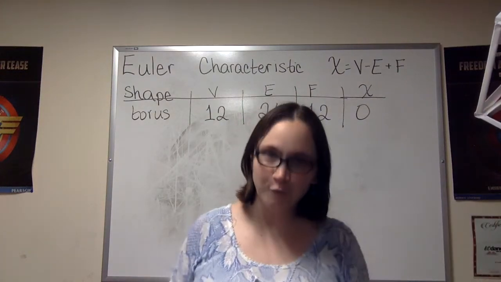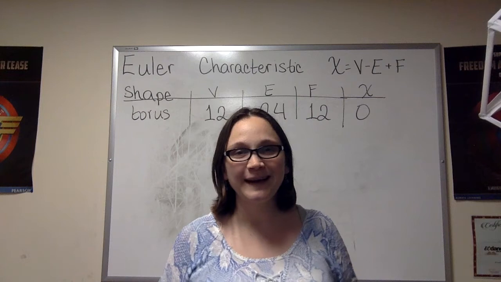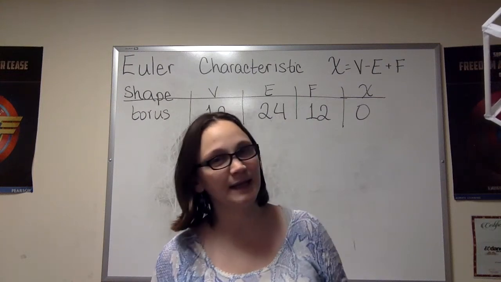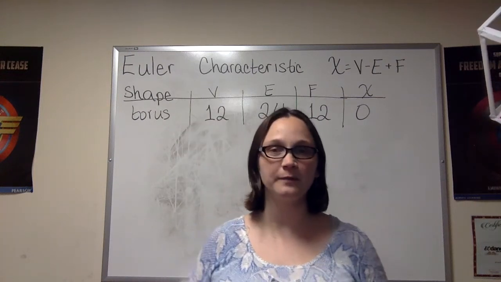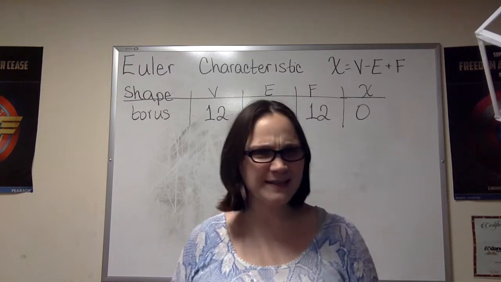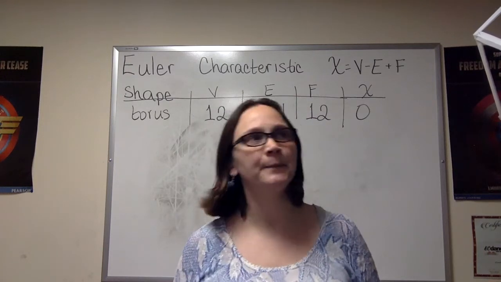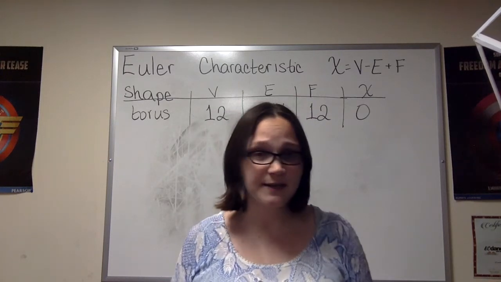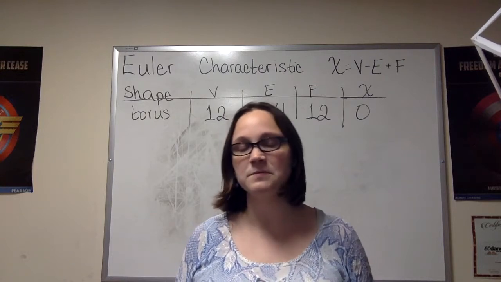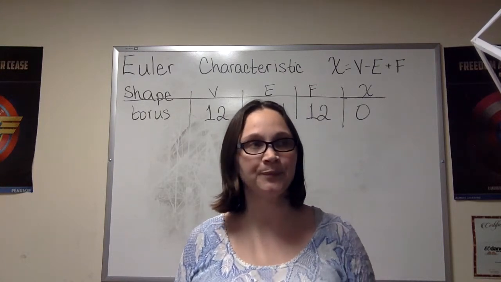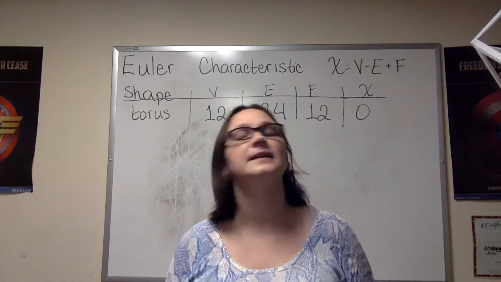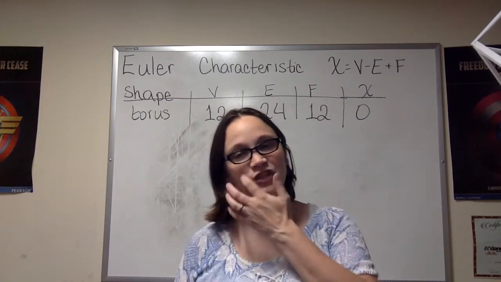So Euler's formula says that for any convex polyhedra, the Euler characteristic will be 2. So what does that mean, convex polyhedra? Polyhedra essentially just means a 3D shape, so we need a 3-dimensional shape. And convex refers to the type of shape.